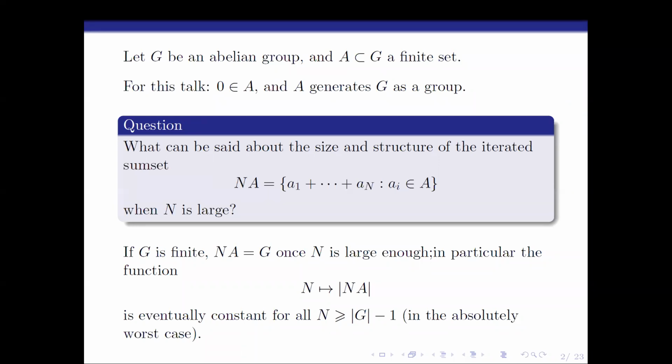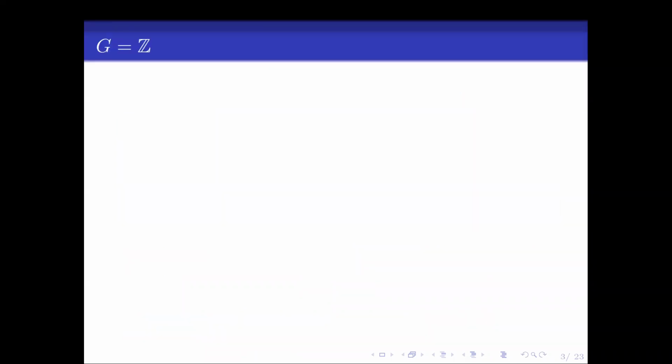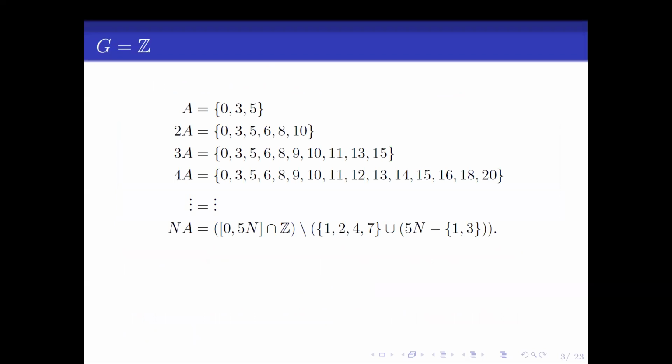All right, so the finite case is completely stupid, but already once the ambient group is infinite, say Z, then there's something slightly non-trivial that happens. Here's an example when A is just the 3 element set {0, 3, 5}. I've written here the iterated sumsets 2A, 3A, 4A, and so on. One notices that while there's some slight irregularity at the beginning, one then gets a full interval up to some point near the end, and then you miss a few things at the end.